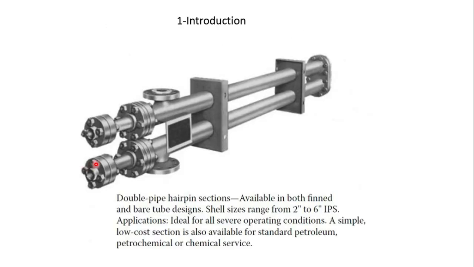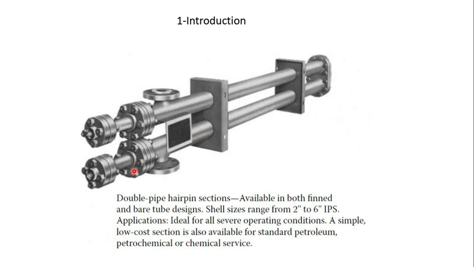This is actually the double pipe hairpin heat exchanger, and it is available in both finned and bare tube designs. Fins means the inner tube has the extended surfaces that are used to increase the heat transfer rate, and the shell size ranges from 2 inches to 6 inches IPS standards. The applications include ideal for all operating conditions, simple and low cost, and a section is also available for the standard petroleum, petrochemical and chemical services. So this is the simplest configuration of the double pipe heat exchanger, the hairpin double pipe heat exchanger.